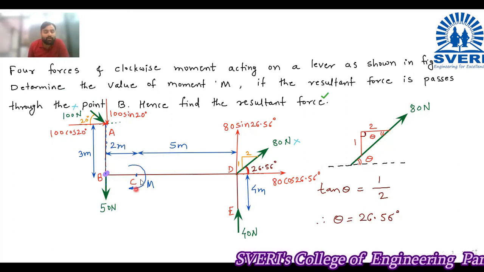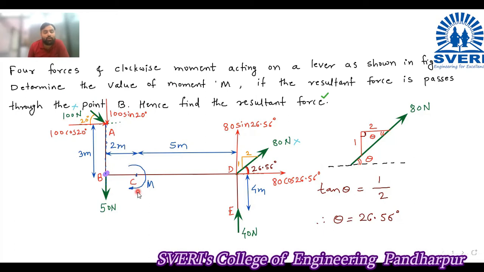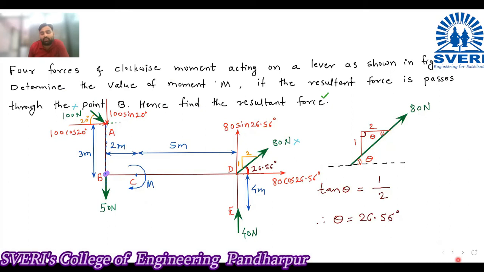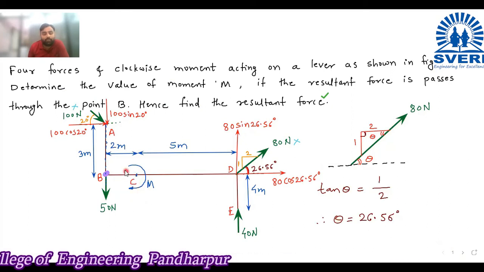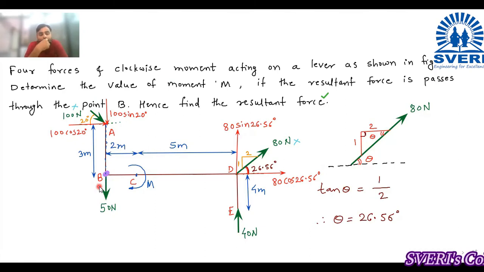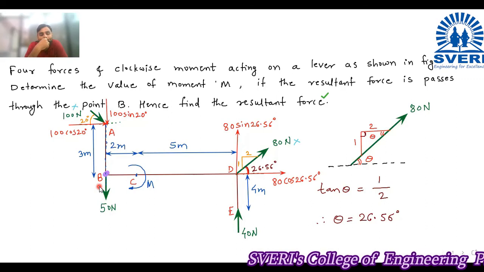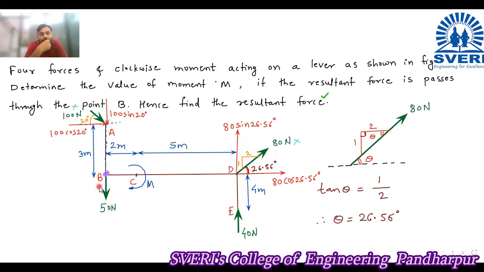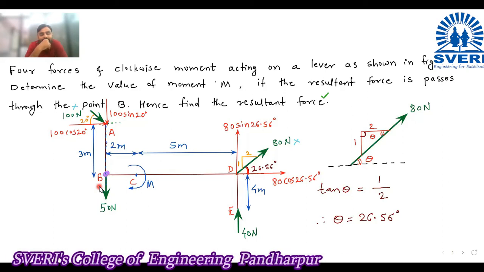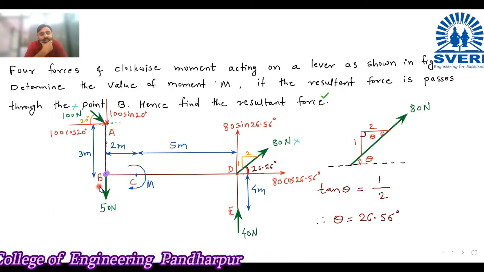Now this moment is clockwise or anti-clockwise? Clockwise. So this is the clockwise moment M. We are going to take the moment at point B, so it will be M into 2. Correct? M into 2 is correct? Yes, sir. It is wrong.